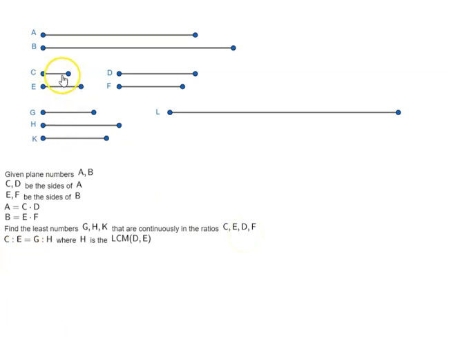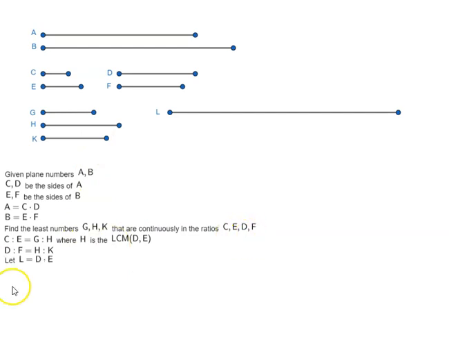So C is to E is equal to G is to H. C is to E as G is to H, because remember, we constructed G, H, K continuously proportional in the ratios of C, E, D, F. So based on that, H is the LCM of D and E. Now, D is to F is equal to H is to K, based on the fact that G, H, K is continuously in proportion to C, E, D, F.